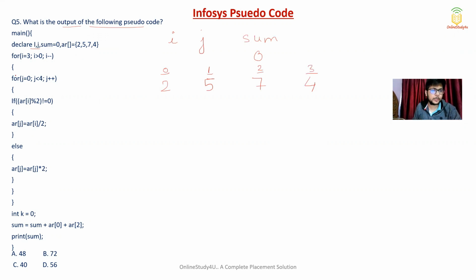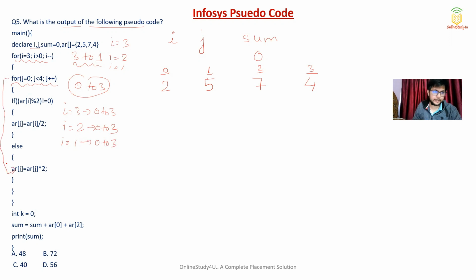Let's keep the indexing 0, 1, 2, and 3. Fine. Now I have an outer loop that runs from 3 to 1, because it is greater than 0. So for i value 3 it will run, i value 2 it will run, and i value 1 it will run. And then I have an inner loop that runs from 0 to 3 for every iteration of i. So for i equal to 3, it will first run from 0 to 3. Then for i equal to 2, it will run from 0 to 3, and for i equal to 1 also, it will run from 0 to 3.